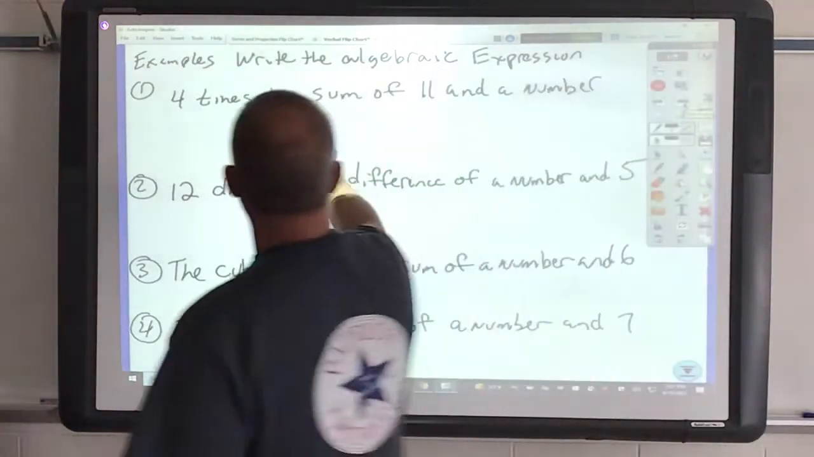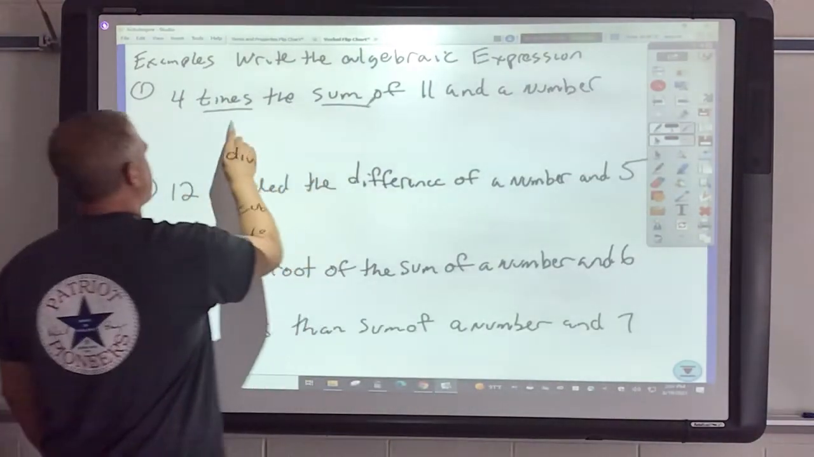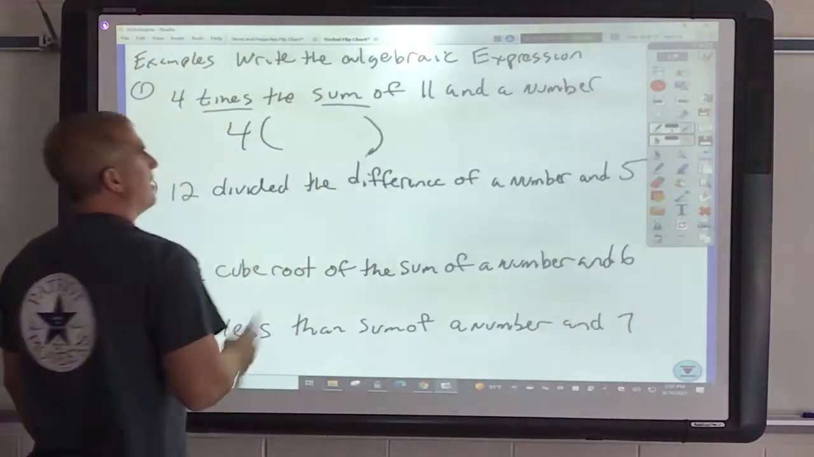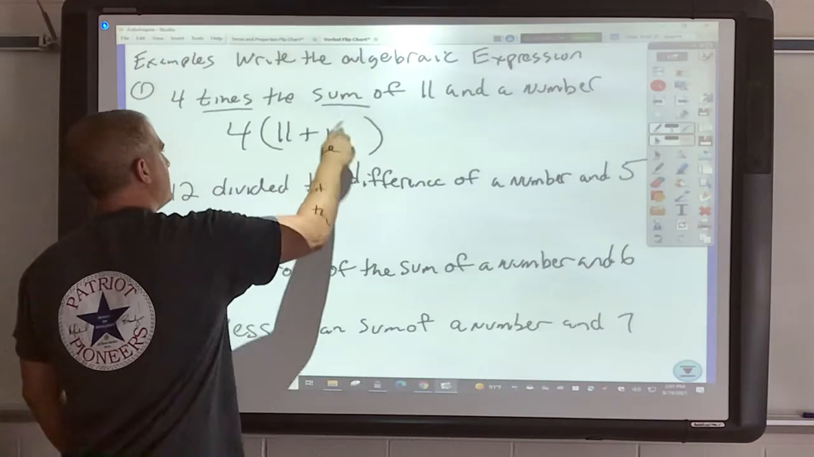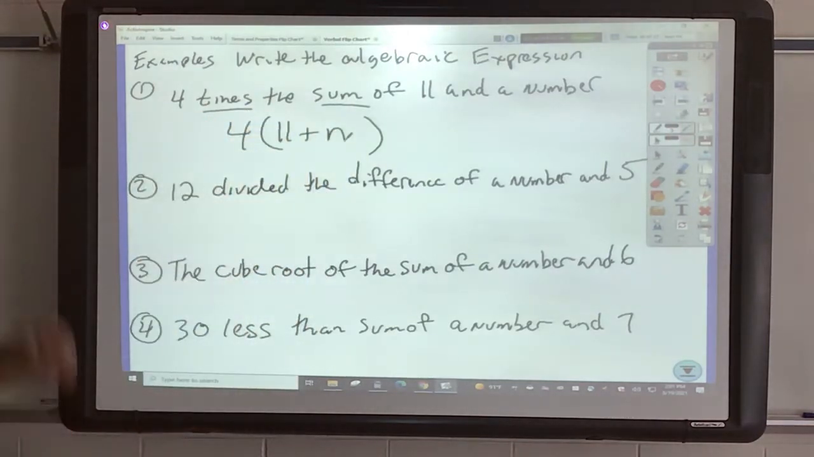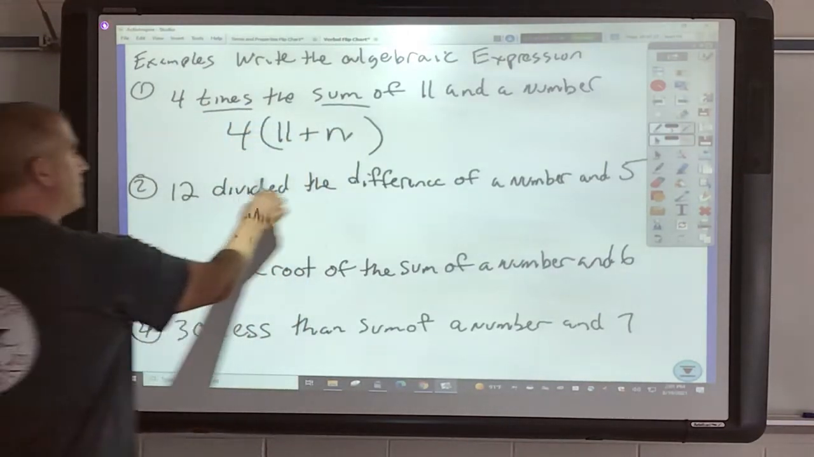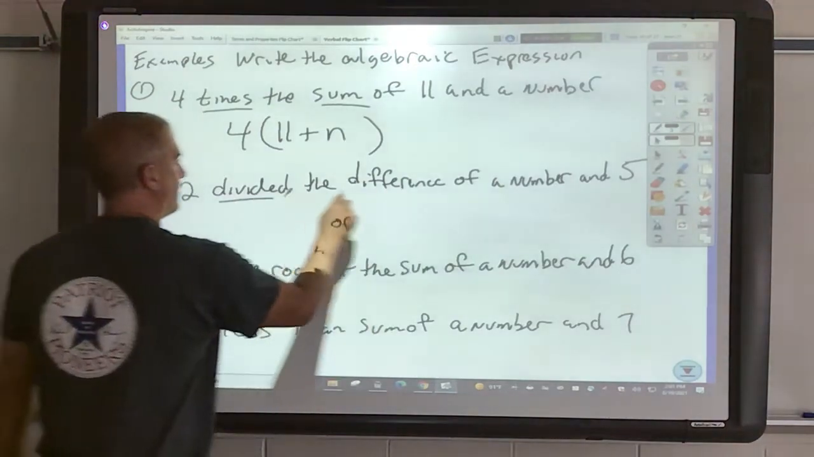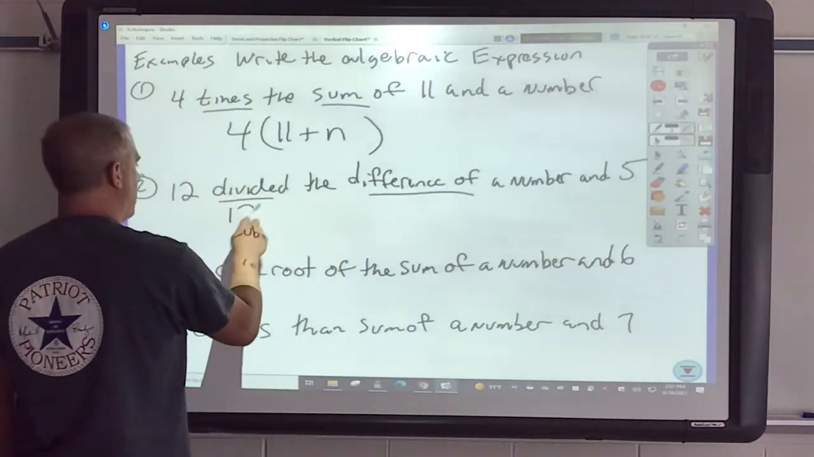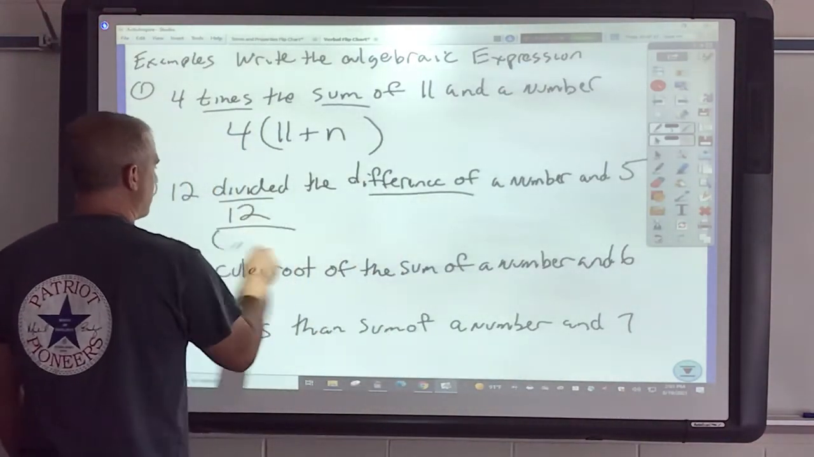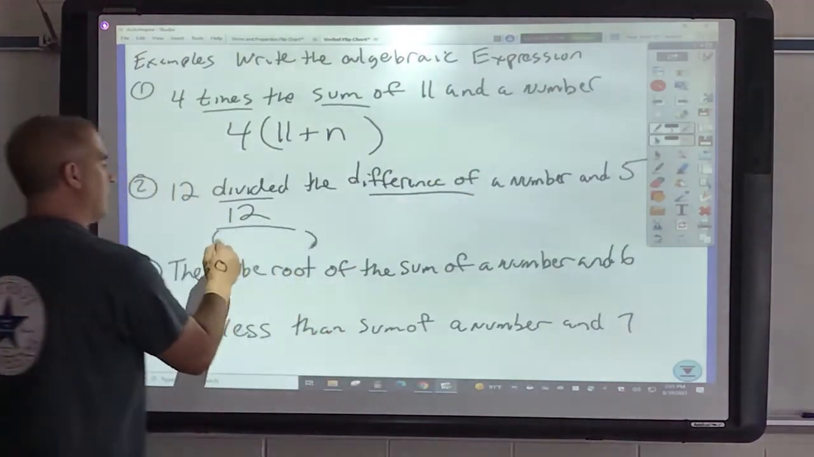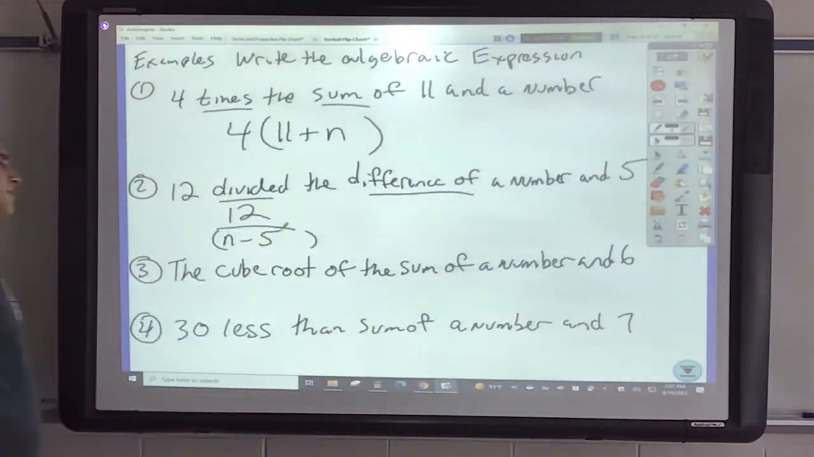It says 4 times the sum. So I got 2 operations. 4 times the sum of 11 and the number. So when you got multiple operations, put the parentheses. 12 divided by the difference of a number and 5. So 12 divided by, and if you go ahead and put parentheses, of a number and 5. So that's what that looks like.